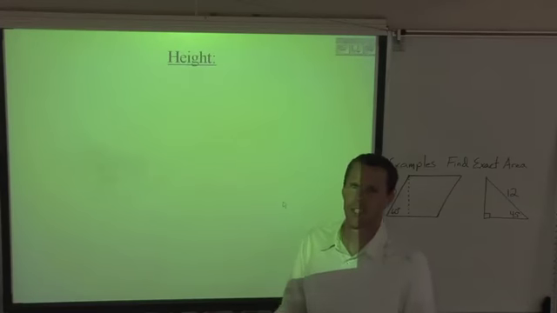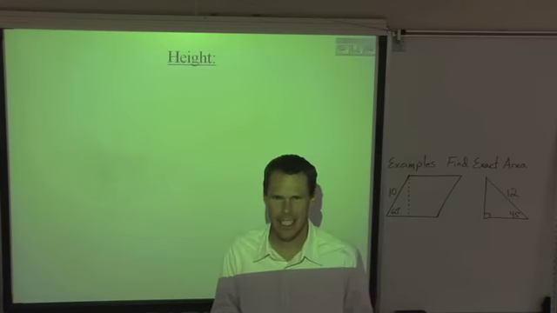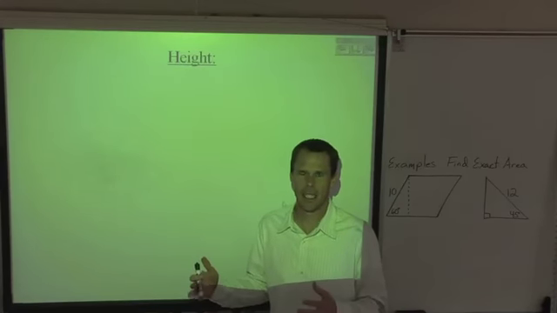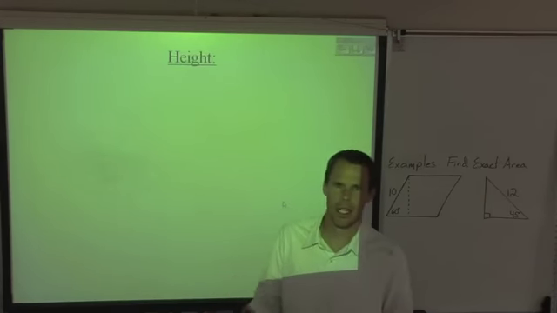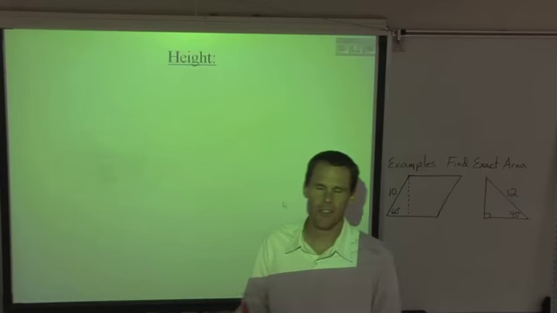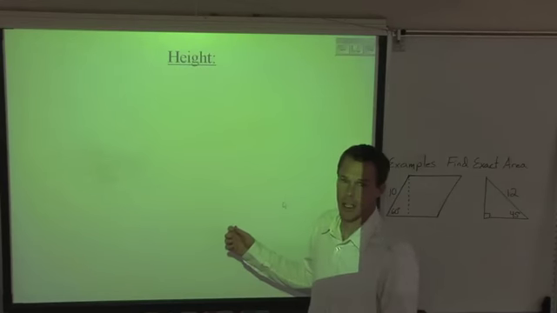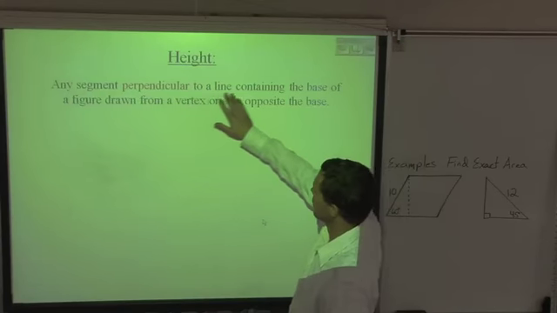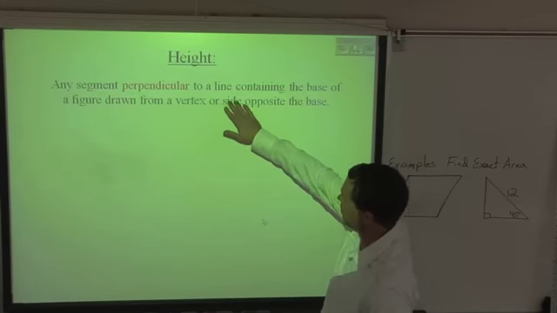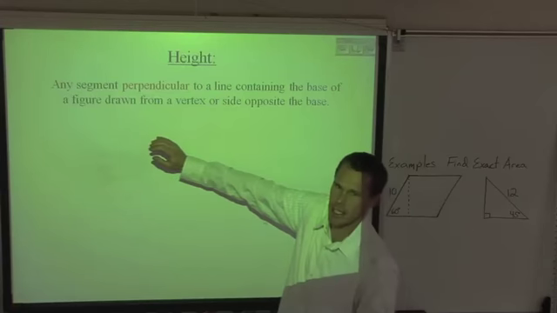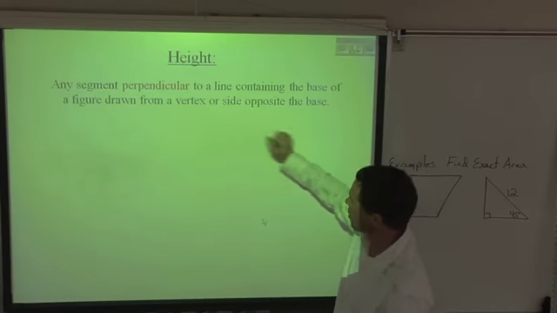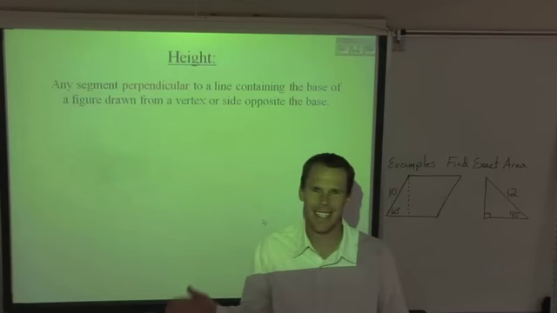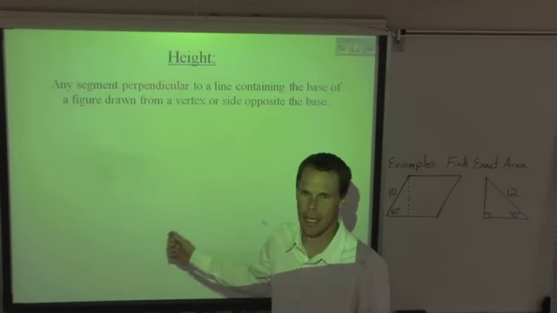So one of the first things we're going to talk about is height. For the area of a rectangle, we learned that it was base times height, and the base and the height were perpendicular to each other. Most figures that we study will have something called a height. So, any segment perpendicular to a line containing the base of a figure drawn from a vertex or a side opposite the base. Base and height must be perpendicular.